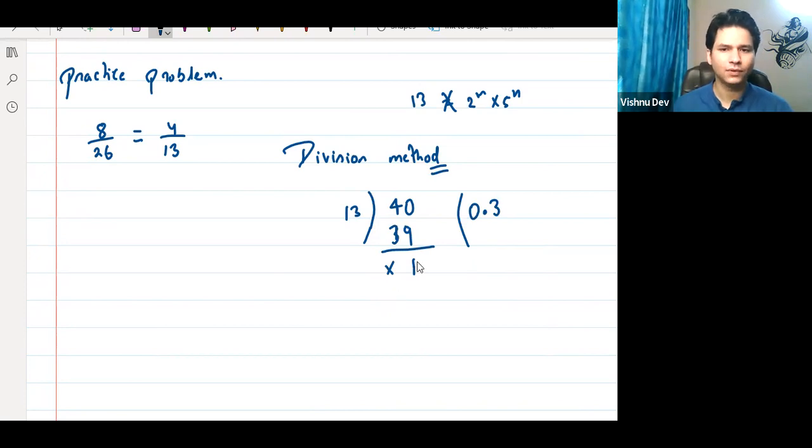Now 1. Since I've already put a decimal, I can put 1 0 over here. So if I put 1 0, can this 10 be divided by 13? Step by step. No, I cannot divide this. So I have to put one more 0. But I cannot put one more 0 now, because for every decimal place, I can put only 1 0. If here also I have to put 1 0, then I can put 1 0.